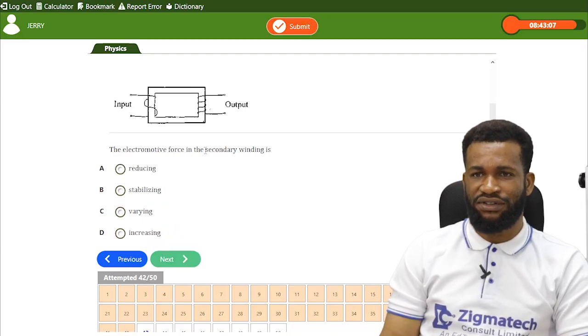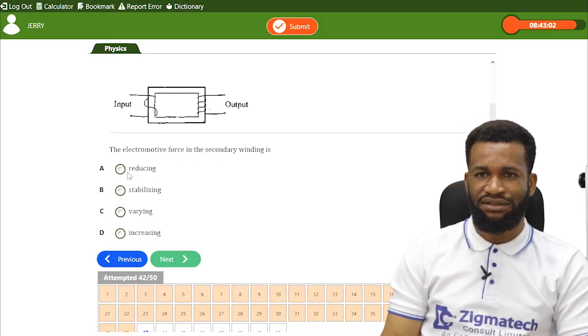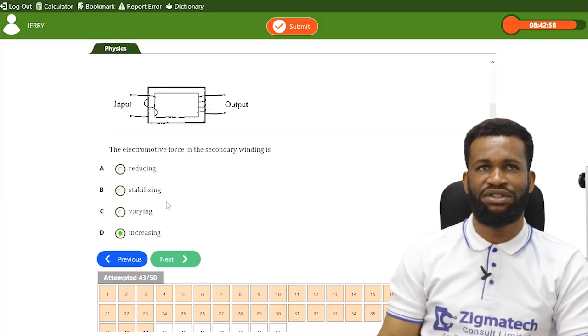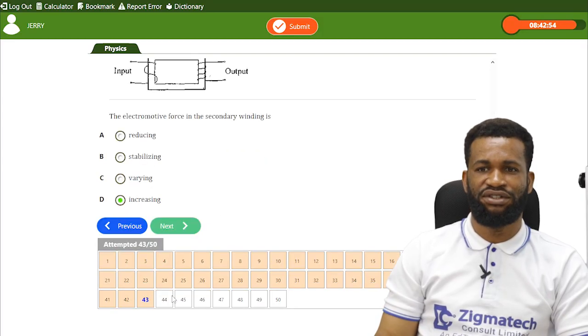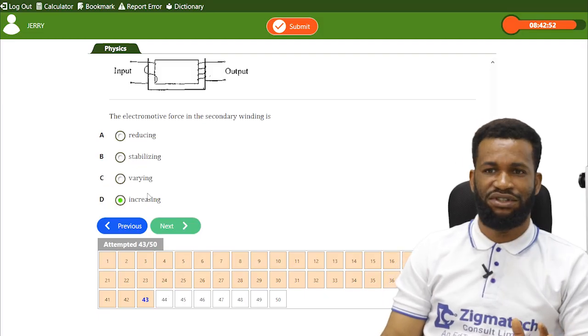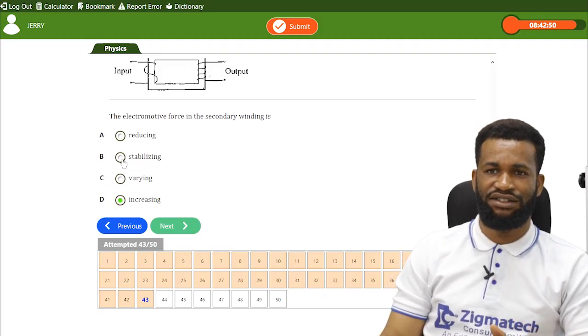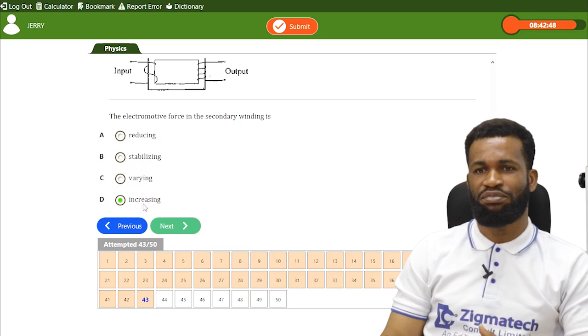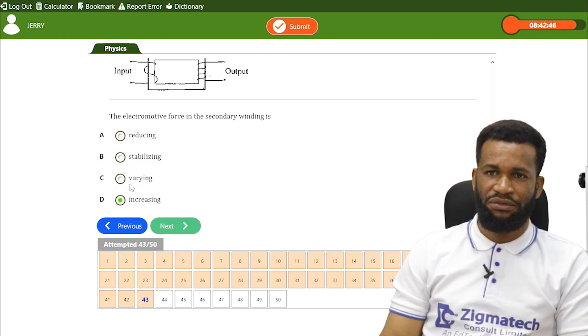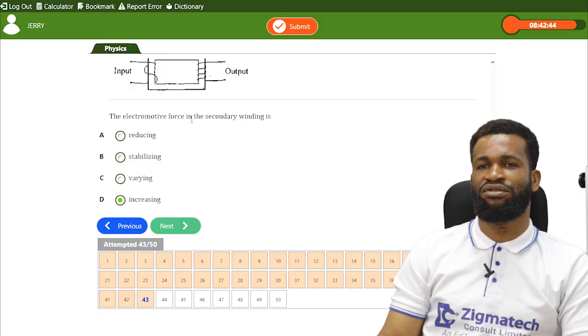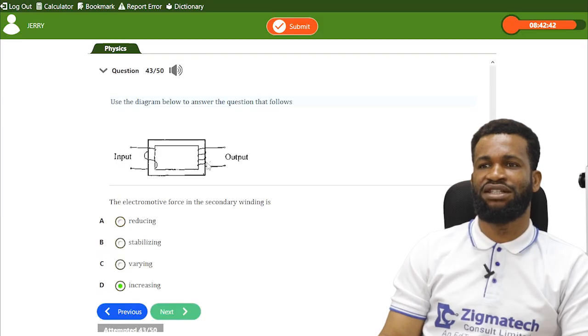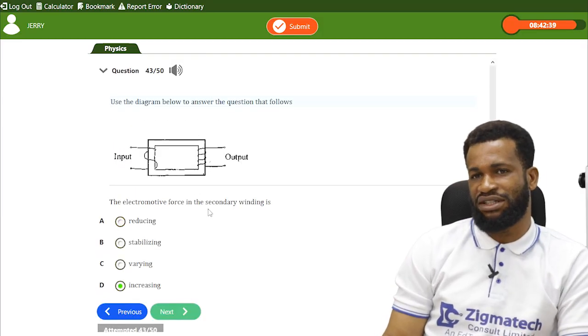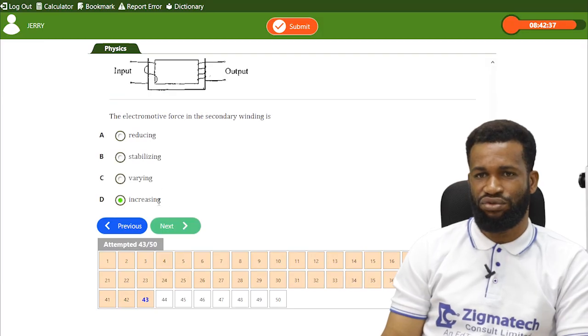The electromotive force in the secondary winding is, this is the secondary winding. It can't be reducing, it should be stepping up, so that is going to be increasing. It's not going to reduce, neither is it stabilizing. I would prefer increasing. Varying, I won't choose varying because I'm not talking about Faraday's law of electromagnetism. So I will choose increasing.